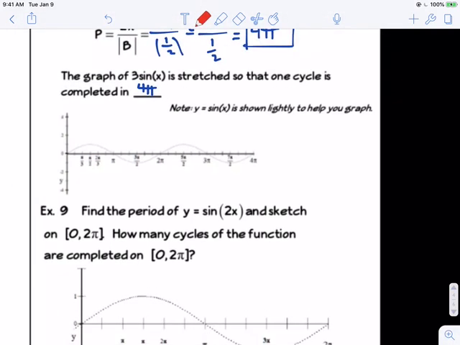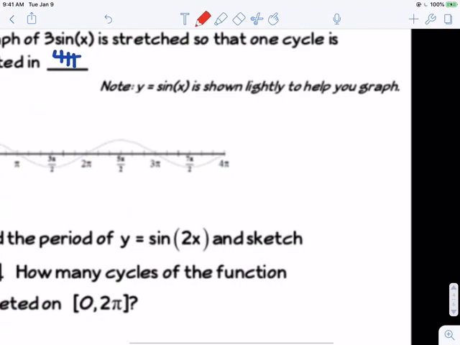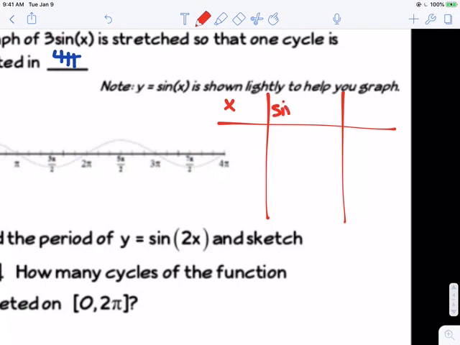Okay, sine of x is here. 3 sine of x. What do I do to all the y values? Multiply them by 3, right? So maybe I want to graph that one, maybe not. It'd be messy, so I'm not going to do that. I'm going to do a table: x, sine of x.